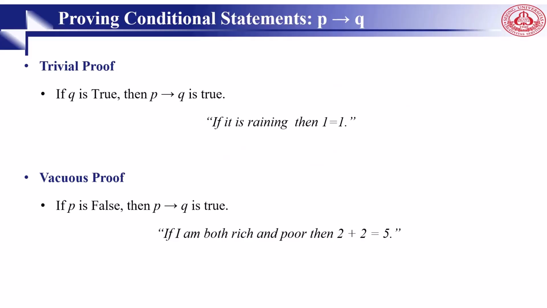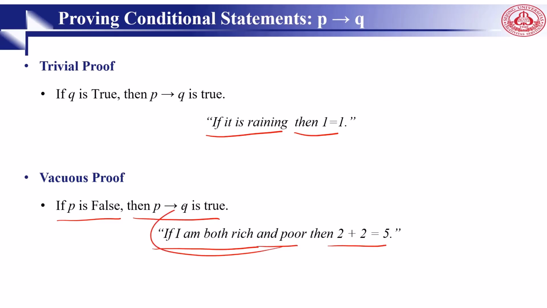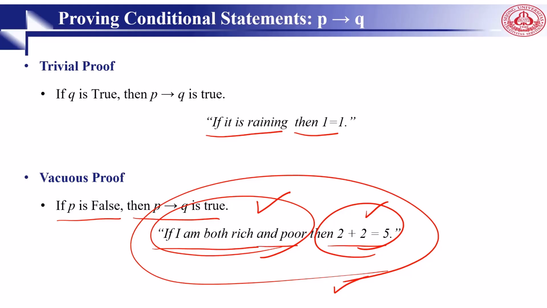Trivial proof: if we know that Q is true, then P implies Q is true as well. For example, if it is raining, then 1 is equal to 1, right? These are the facts. The other one is a vacuous proof. If we know P is false, then P implies Q is true. So if I'm both rich and poor, then 2 plus 2 is 5. If the hypothesis is false, then the implication is true, because we come up with a false premise, right? So the statement is a proposition, and the proof is true, not the singular statements.